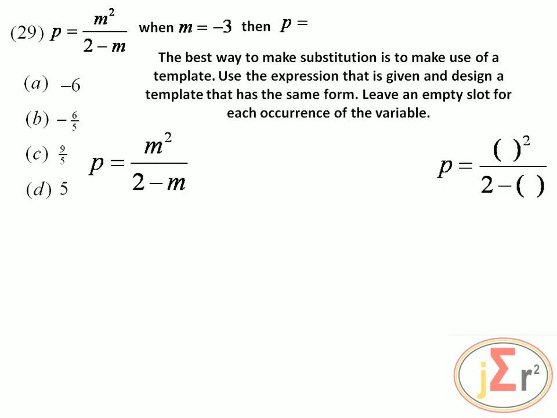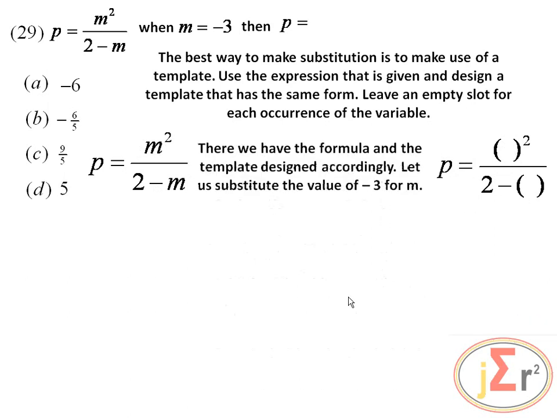P is equal to m squared over 2 minus m. Where we have m, we have this slot. Where we have it here, we have another slot. And this is our template. All we need to do is substitute in the value of negative 3. So there we have the formula and the template designed accordingly. Let us substitute the value of negative 3 for m.